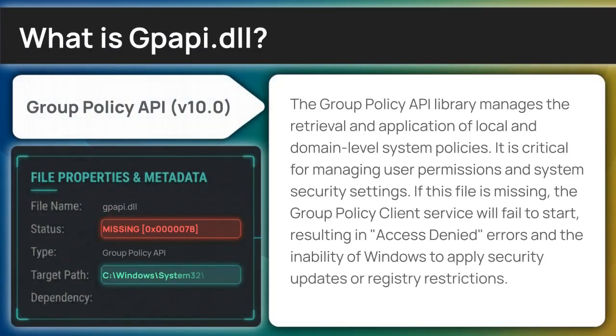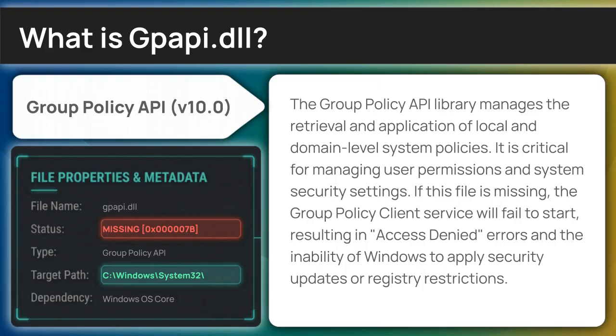This is the Group Policy API. It manages the retrieval and application of local and domain-level system policies. It is critical for managing user permissions and system security settings. If this file is missing, the Group Policy Client service will fail to start, resulting in access denied errors and the inability of Windows to apply security updates or registry restrictions.